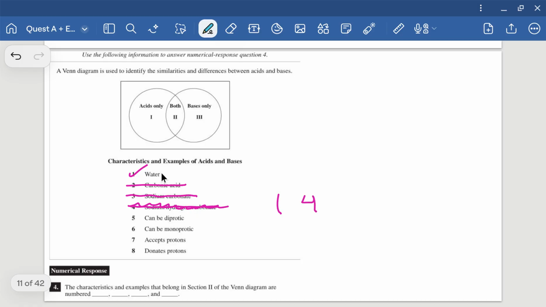So number 4, because the hydrogen carbonate ion means hydrogen to donate, be an acid, and a negative means you can act like a base to accept it. You can be diprotic. You can also be monoprotic. So it's also 5 and 6. And then just these last 2, if you accept a proton, you're only a base. And if you donate, you're only an acid. So you wouldn't be in that part of both.